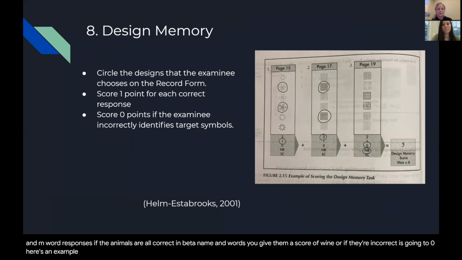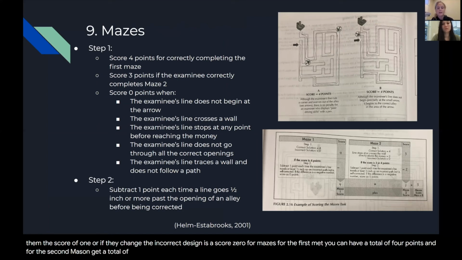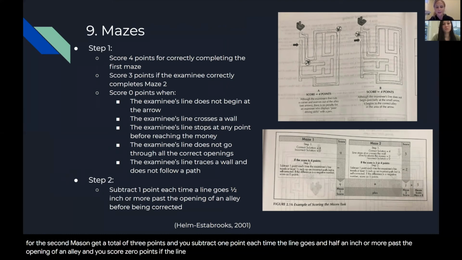And for design memory, you circle the designs that the examinee chooses, and if they choose the correct design, you give them a score of 1, or if they choose the incorrect design, it's a score of 0. For mazes, for the first maze, you can have a total of 4 points, and for the second maze, you can get a total of 3 points. And you subtract 1 point each time a line goes half an inch or more past the opening of an alley. And you score 0 points if the line doesn't begin at the arrow, if the line crosses a wall, or if the examinee stops the maze.